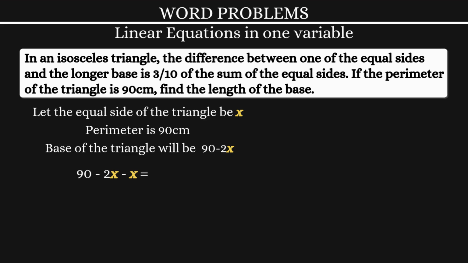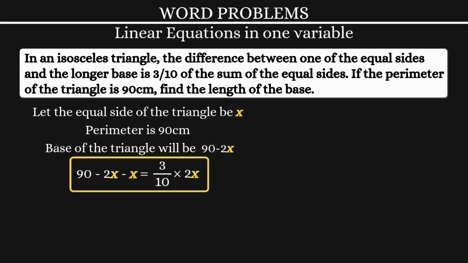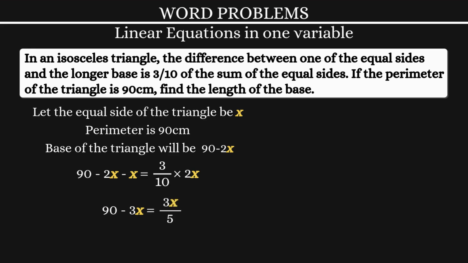This is equal to 3/10 of the sum of the equal sides. The sum of equal sides is 2x. So here we have 3 by 10 into 2x. And this is our equation. Simplifying that, we get 90 minus 3x is equal to 3x by 5. Bringing this 5 to the left hand side, we have 5 into 90 minus 3x is equal to 3x. 450 minus 15x is equal to 3x.